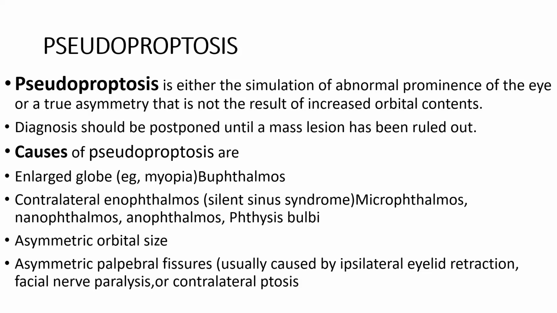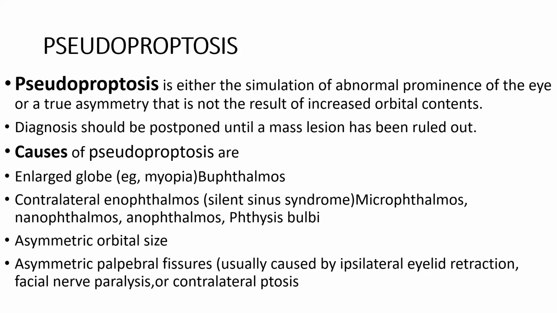Then there is pseudoproptosis. It is just a simulation of the abnormal prominence of the eye, or a true asymmetry that is not a result of the increased orbital contents. The diagnosis should be postponed until a mass lesion has been ruled out.